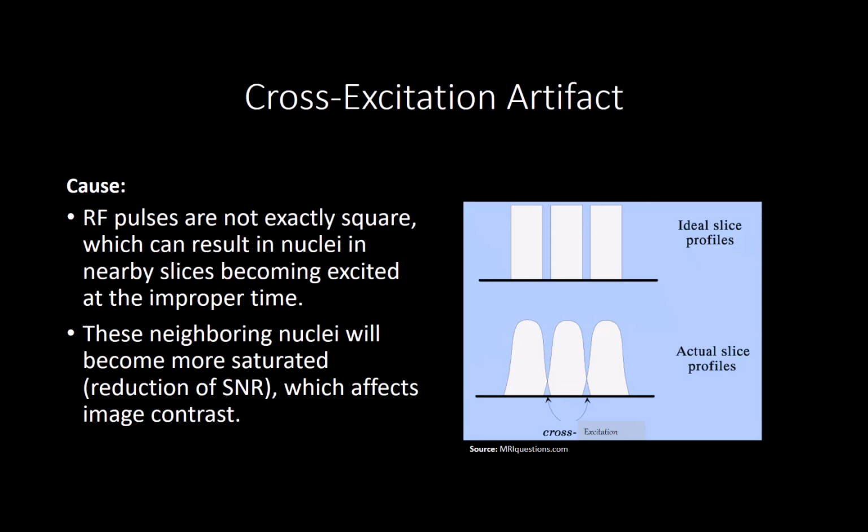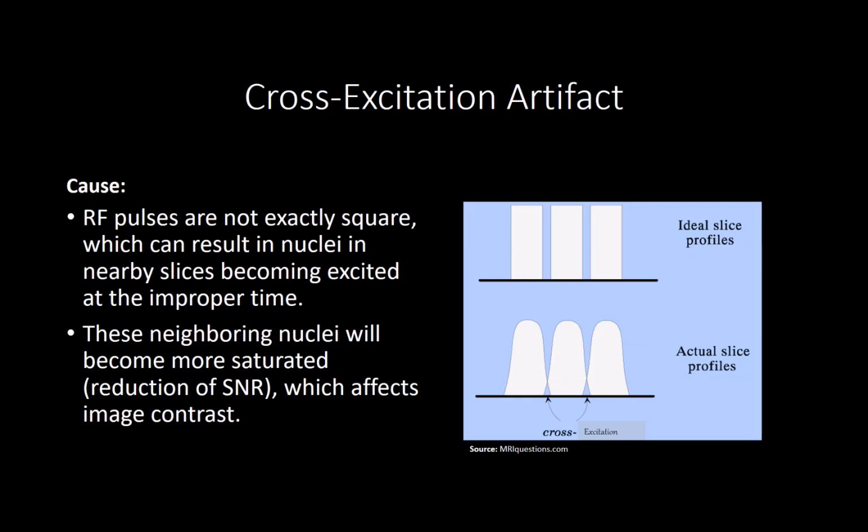Cross-excitation artifact. This is caused by RF pulses that are not exactly square, which can result in nuclei in nearby slices becoming excited at the improper time. The ideal slice profile would be squared off, as you see in the image to the right, where the slices don't bleed into each other. The actual slice profiles, however, are more sine wave oriented, where you can see that they start to bleed into each other at the bottom, and this is the cross-excitation.